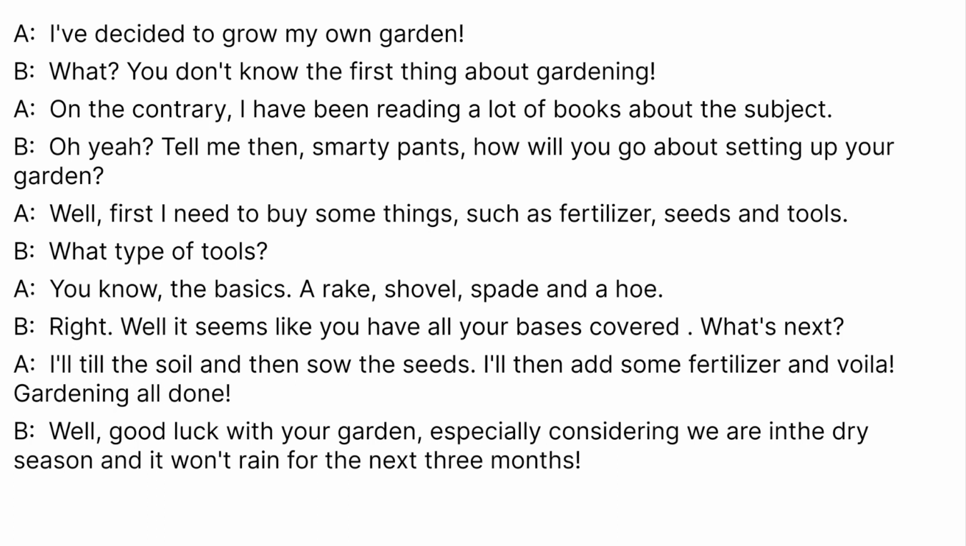I've decided to grow my own garden. What? You don't know the first thing about gardening. On the contrary, I've been reading a lot of books about the subject. Oh yeah? Tell me then, smarty pants. How will you go about setting up your garden? Well, first I need to buy some things such as fertilizer, seeds, and tools. What type of tools? You know, the basics. A rake, shovel, spade, and a hoe. Right. Well, it seems like you have all your bases covered. What's next? I'll till the soil and then sow the seeds. I'll then add some fertilizer and voila! Gardening all done. Well, good luck with your garden, especially considering we're in the dry season and it won't rain for the next 3 months.